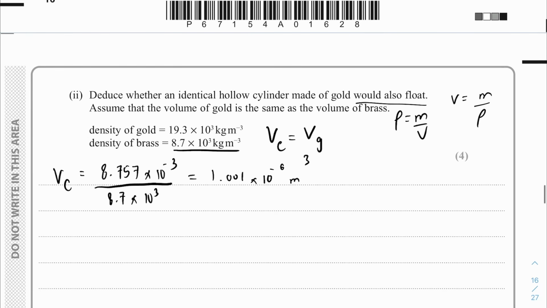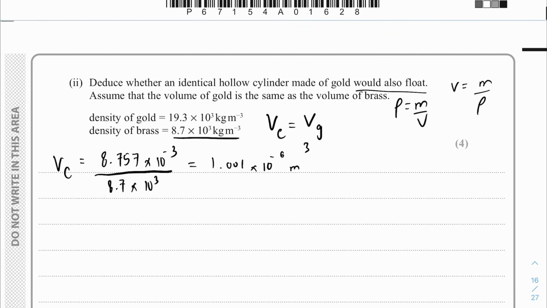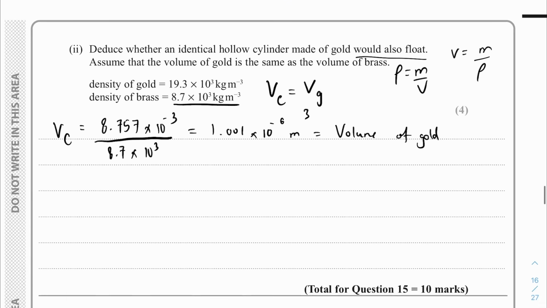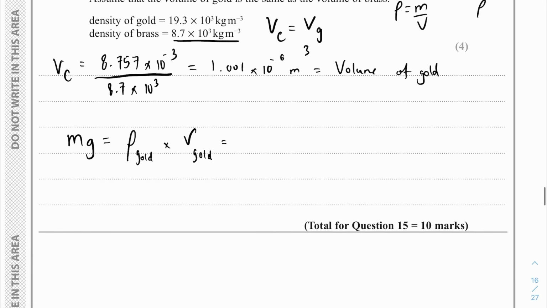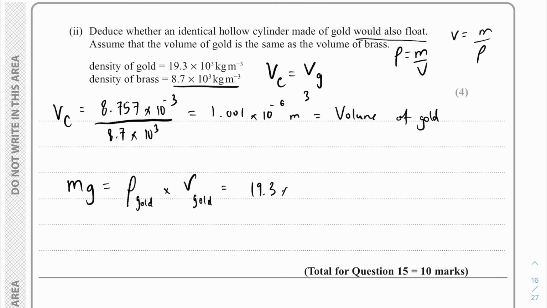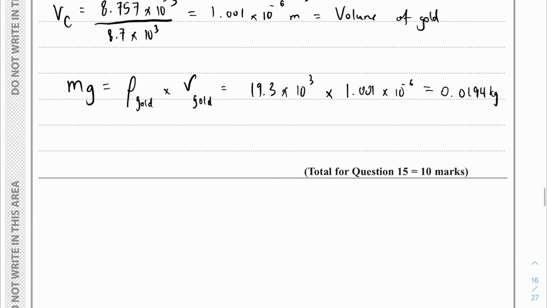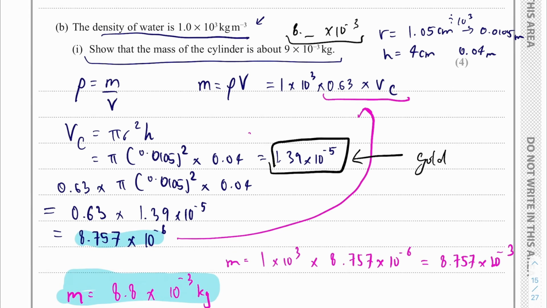So this volume is now the same thing as the volume of gold that we need. So we can find the mass of gold, which is the density of gold multiplied by the volume of gold. Then we can divide by the density of water to find whether it's greater or less than 1.39 times 10 to the power of negative 5. The density of gold they tell us is 19.3 multiplied by 10 to the power of 3. Do we know the volume? Yes, 1.001 times 10 to the power of negative 6. When you multiply them, we get 0.0194 kilograms. We did the same thing here, right? We want to find out whether this is greater or less than.